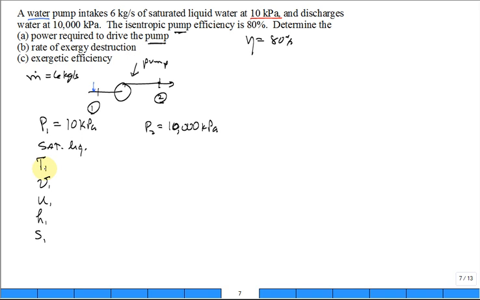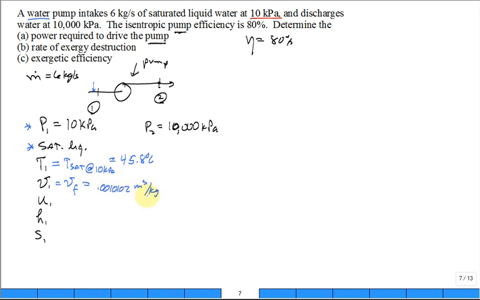And now these two pieces of information, that it's saturated liquid and the pressure at 1, fix the state, and I can go and get, let's say, the temperature at 1, which is Tsat at the 10 kPa, which is around 45.8 degrees C. I can get V1, V sub F, at the 10 kPa. That's going to be 0.00100102 meters cubed per kilogram.